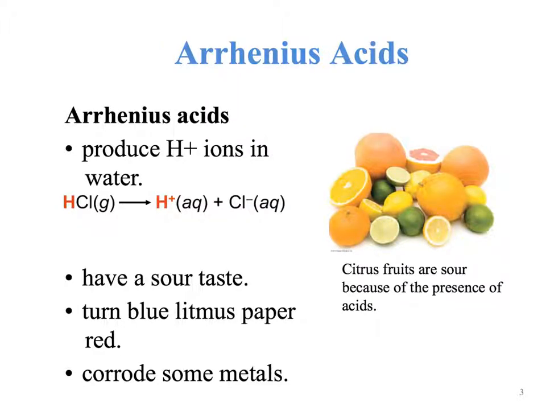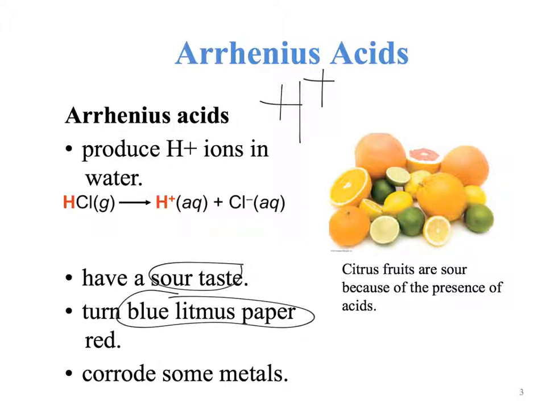So acids can be defined by Arrhenius, and the definition of Arrhenius says that acids are those that produce proton ions, H plus ions in solution. They have a sour taste. They turn blue litmus paper red.